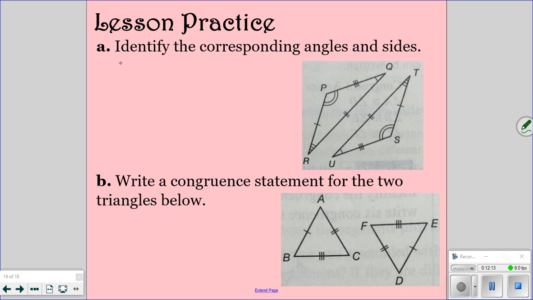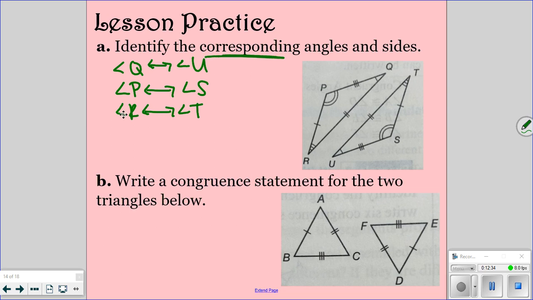So your angles should be angle Q corresponds to angle U. Angle P corresponds to angle S. And angle R corresponds to angle T. Make sure you're doing corresponding and not congruent to, because it said identify corresponding.